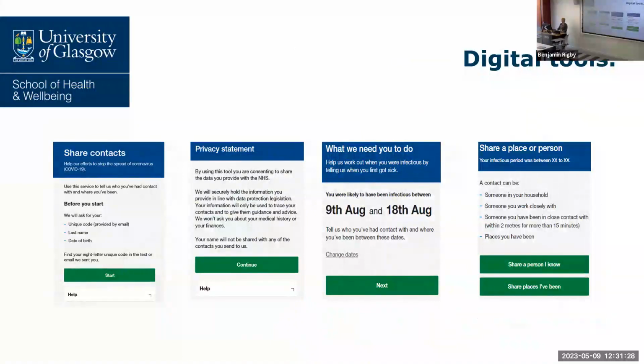The other thing that they were developing at that point were these digital tools. The idea was that if you tested at home or within the system, in order to cut the lag time as much as possible between getting a positive test and being contacted by a contact tracer, you could start that process by sharing information yourself. So you would get a unique code. There was a privacy statement that came up to say that this was being held securely within NHS Scotland. And then it asked you to start putting in information about either people you had been in contact with or places you had been within a defined time frame prior to your positive test.